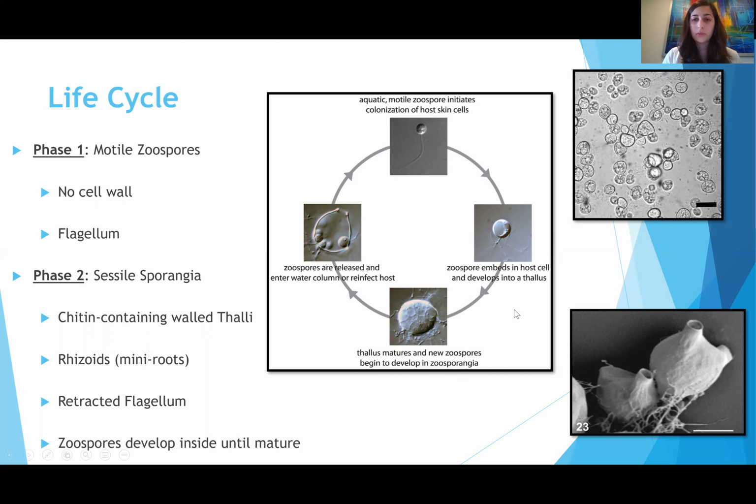So in this diagram here, we see that from phase one, it is embedded inside of the host cell, developing into that thallus. And then from there, it starts to mature. And inside of here, we can see the zoospores, which are developing. And when it is mature enough, this cap on top opens, so that way the zoospores can go out and either reinfect the host or go on to infect other hosts in the environment.